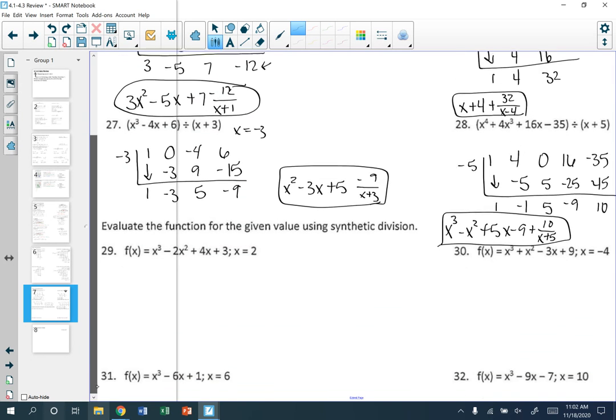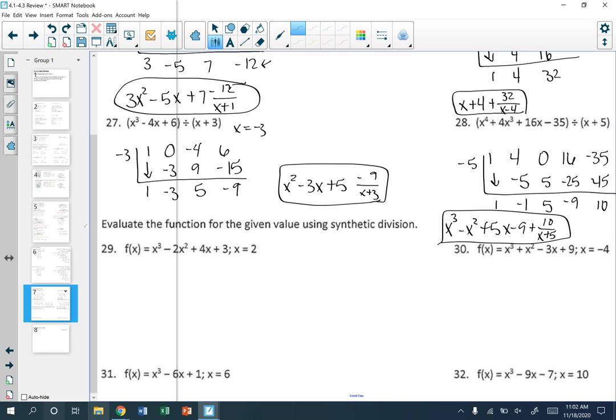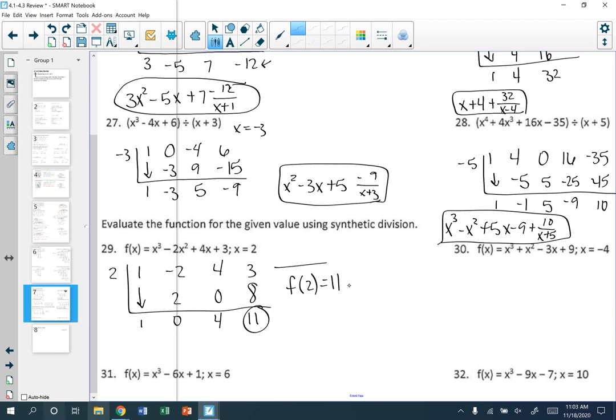All right, evaluate using synthetic division. So here we want to figure out what f of 2 is. So we go ahead and use synthetic division. 1, negative 2, 4, and 3. Here it's already solved for x, notice. 1 times 2 is 2. You add, you get 0. So we get 0, 4, and 8 plus 3 is 11. So remember, the evaluation is our remainder. So we have f of 2 equals 11.